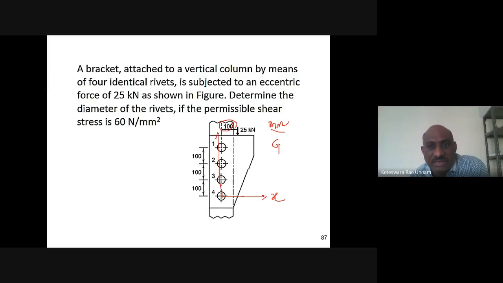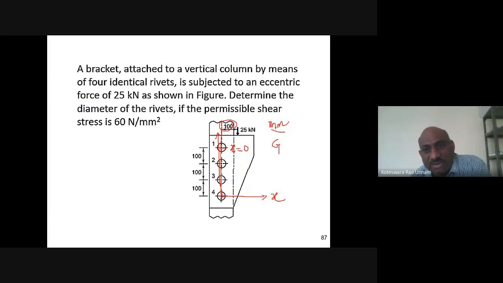I'll fix something like this. Then I need to identify what is the x coordinate for each rivet and what is the y coordinate for each rivet. So now if I take rivet 1, what is the x coordinate? The x coordinate is only 0. In fact, that is 0 for all the rivets because all these rivets are on the y axis.